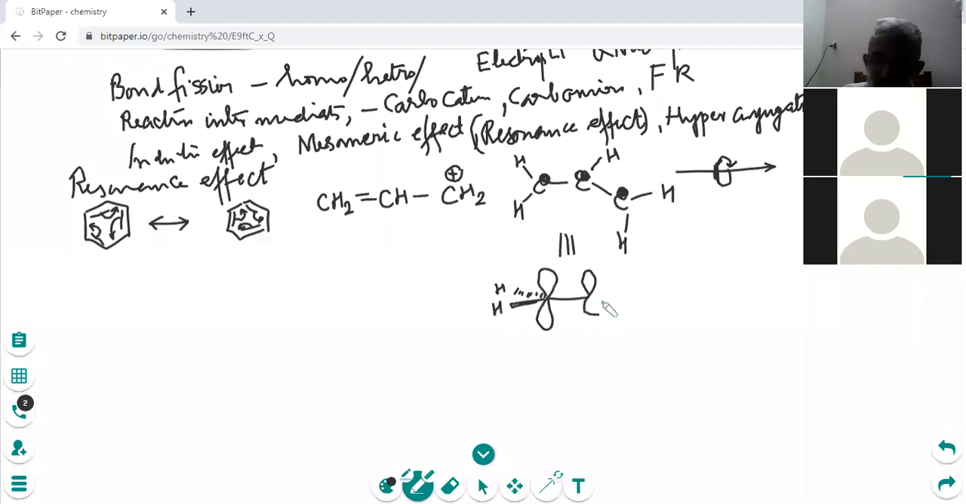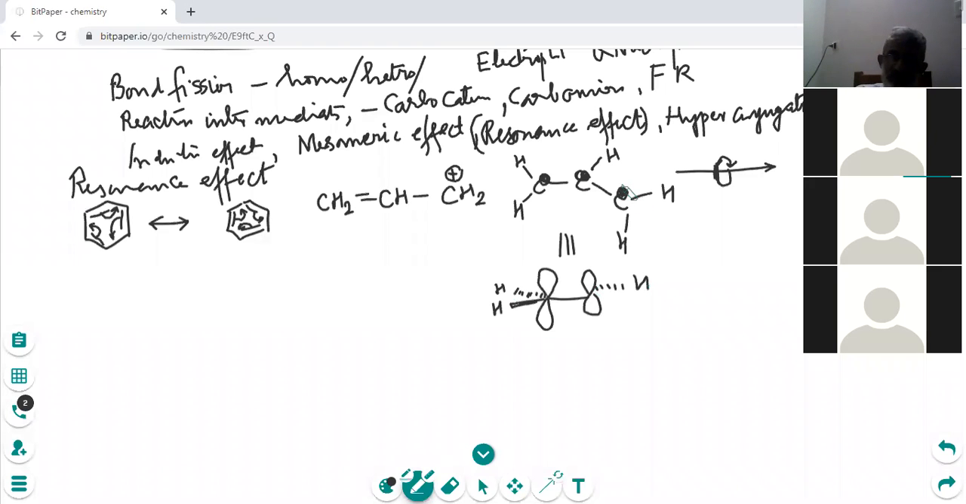I hope you have understood the concept. And then we have hydrogen behind. See here. This hydrogen and this hydrogen are on the same side.